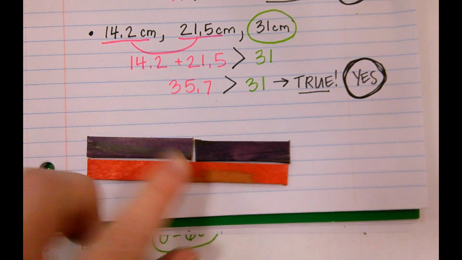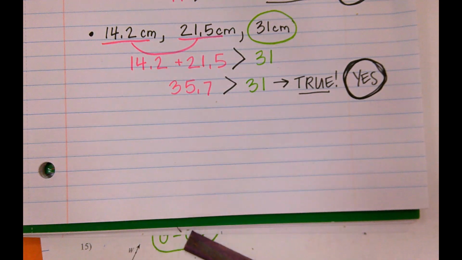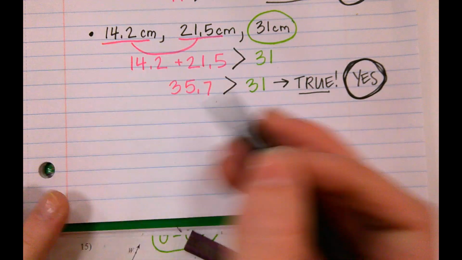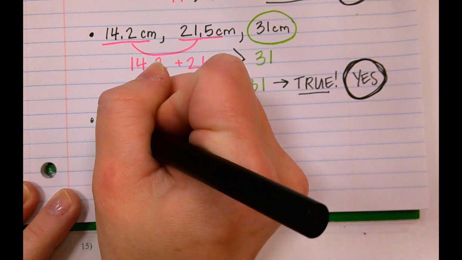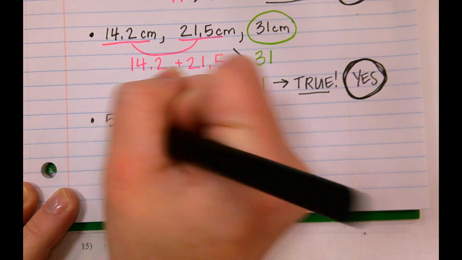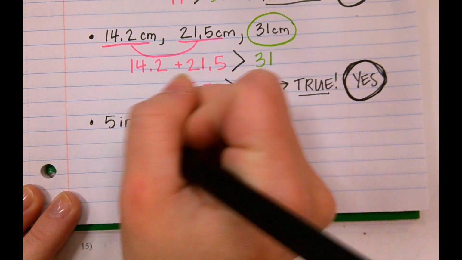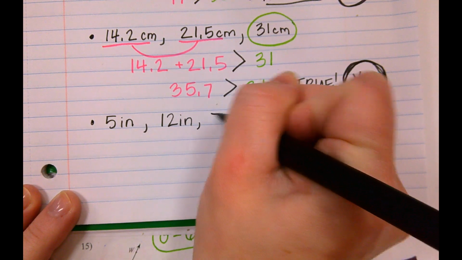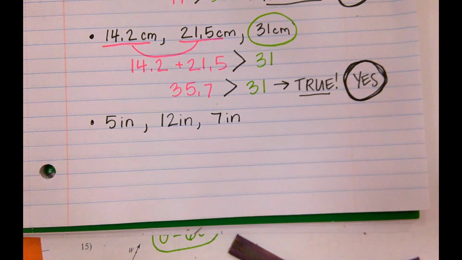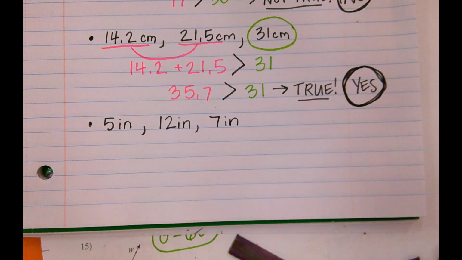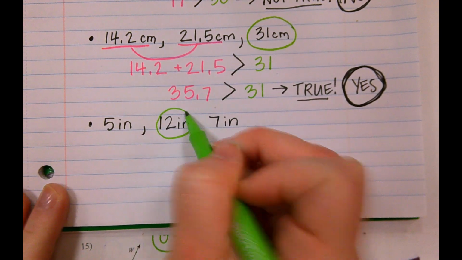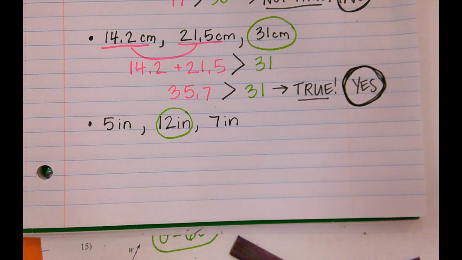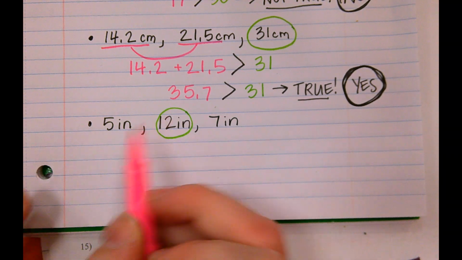I'll show you with numbers an example of that. What if my side lengths were 5 inches, 12 inches, and 7 inches? What's my biggest side, my longest side? 12. What are my two shorter sides? 5 and 7.